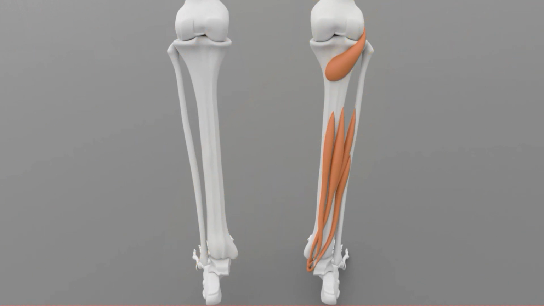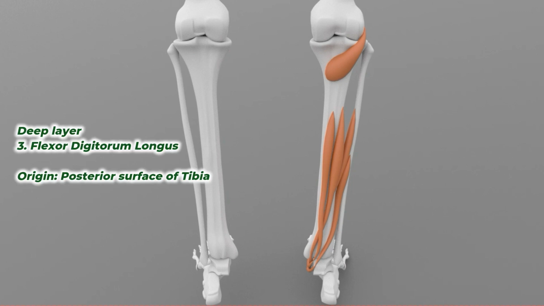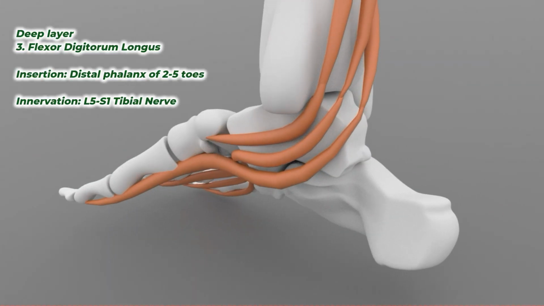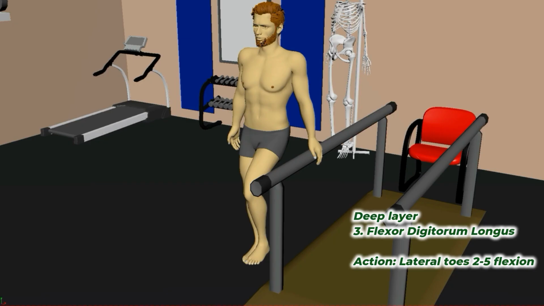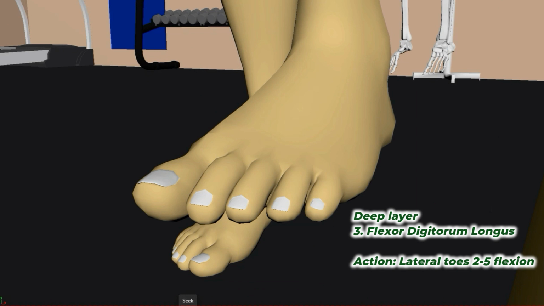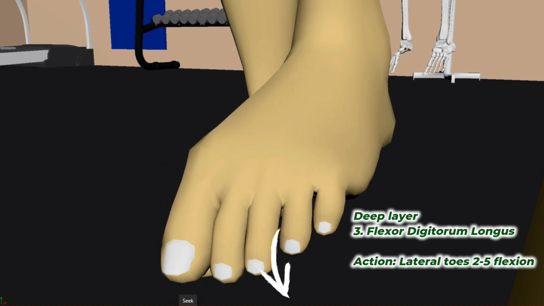The intermediate layer of the deep muscles will be the flexor digitorum brevis, which originates at the posterior surface of tibia and inserts at the distal phalanx 2 to 5. It is innervated by the L5-S1, S2 tibial nerve, and it performs metatarsophalangeal and interphalangeal 2 to 5 flexion.